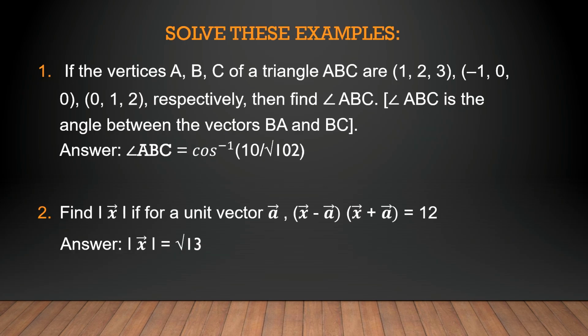Now, from the concepts of dot product, try to solve these examples. In case of any query, please put it in the comment section. In the first example, you need to find the angle ABC for the given 3 vertices. And in the second example, you have to find the magnitude of the vector x.